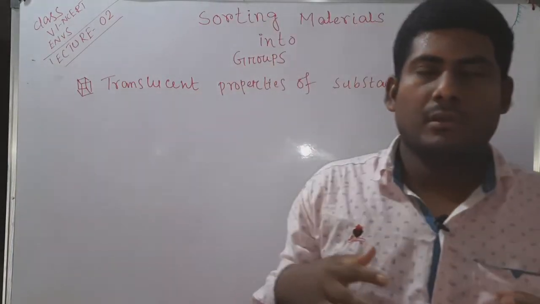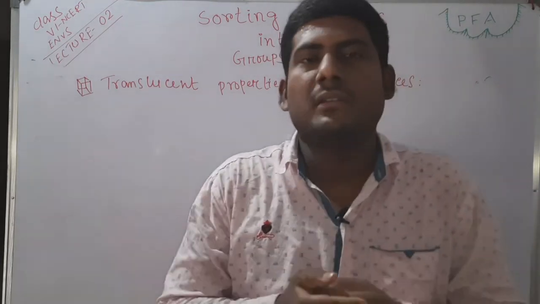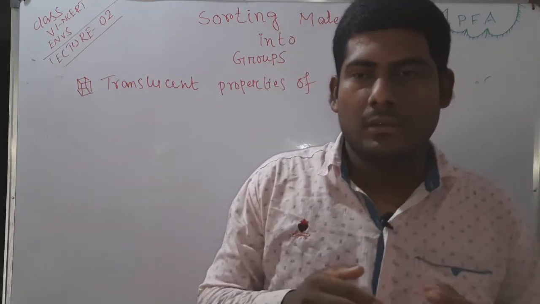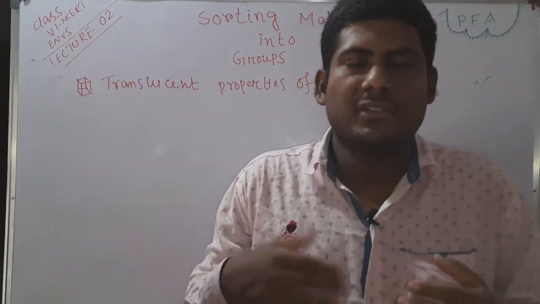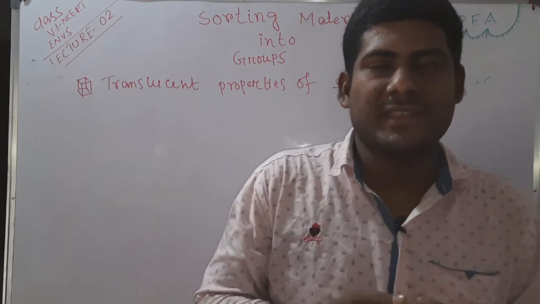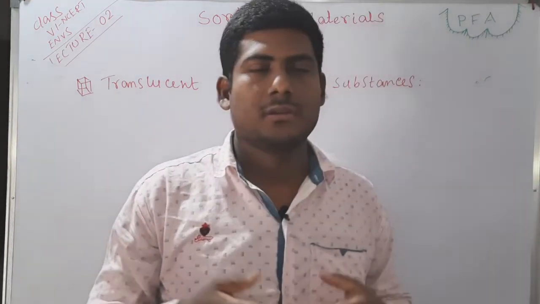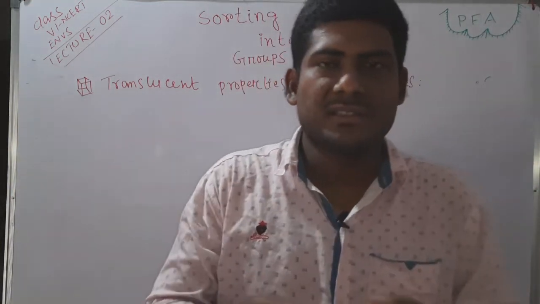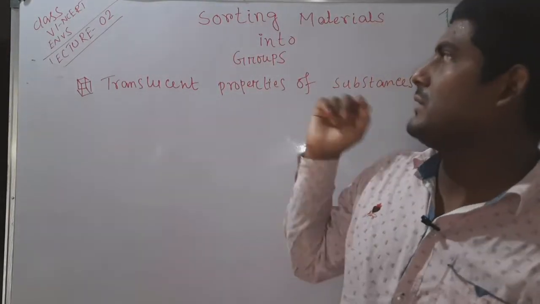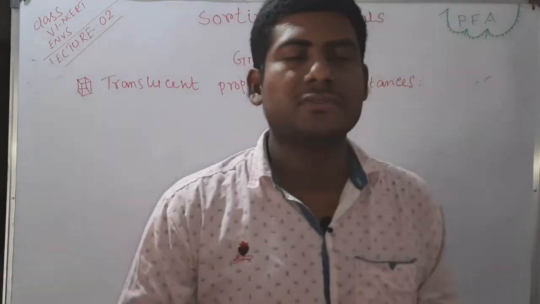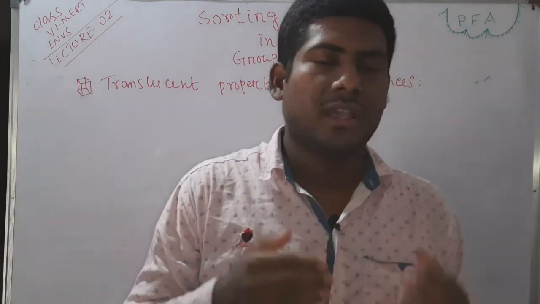So in the overall discussion of this topic we learned that there are some substances which are translucent and there are some substances which are transparent. Similarly, there are different types of grouping which we have made in our discussion. So this is the last class of sorting materials into groups.